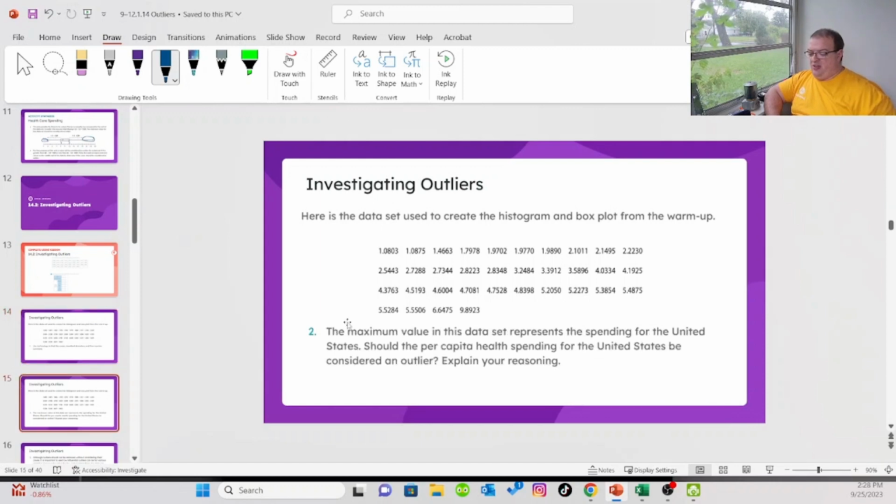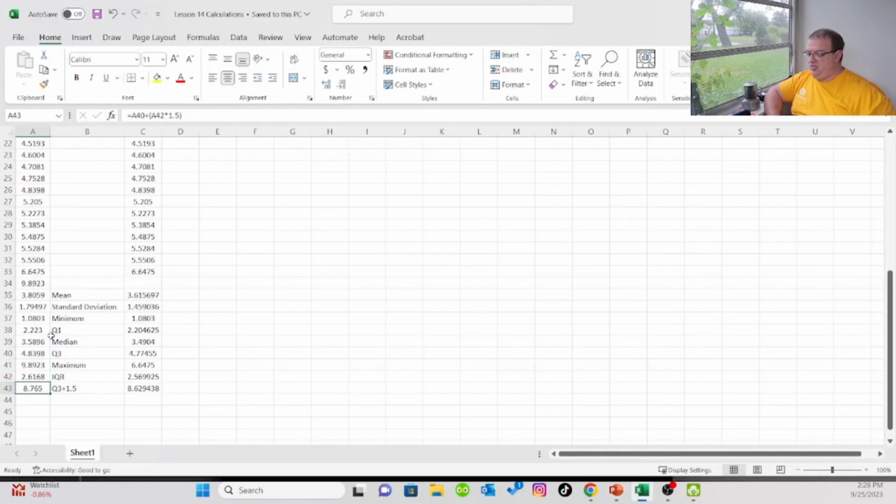Number 2, the maximum value in this data set represents the spending for the United States. Should the per capita health spending for the United States be considered an outlier? If we look at our table, we see that IQR times 1.5 plus Q3 would put us at 8.765. So anything above 8.765 is considered an outlier. The United States value is 9.8923. So the answer is yes. The United States per capita spending on healthcare is considered an outlier.